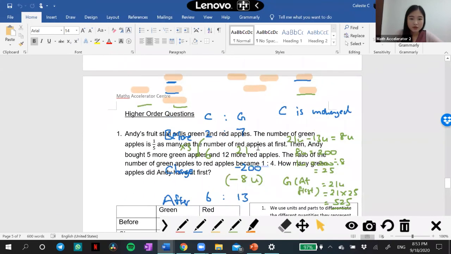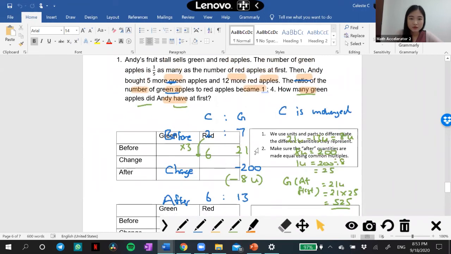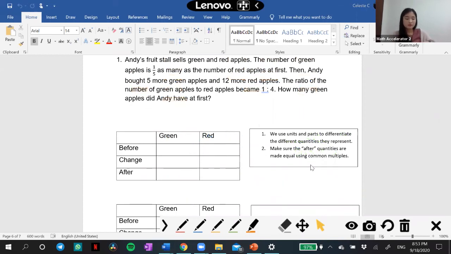Okay, let's get to the higher order questions. For those of you who came to the bootcamp in September, you should be able to attempt this question. Right? We covered this during the bootcamp.